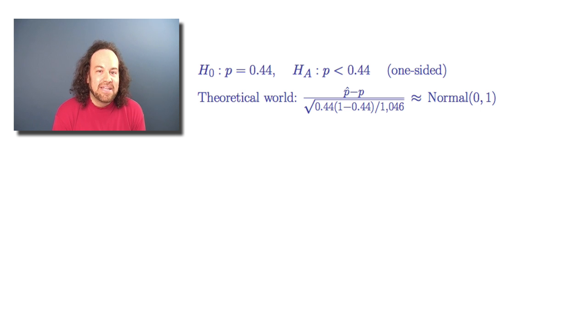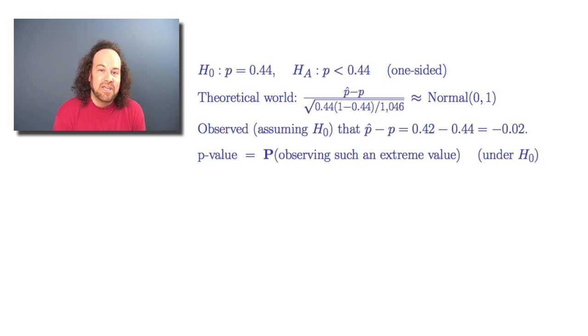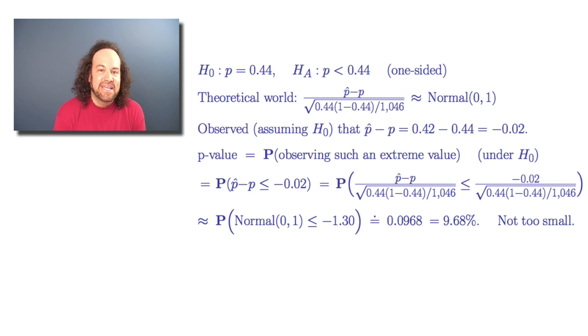Again, this is a one-sided test, and again, we start by saying under the theoretical world, if we take p hat minus p and divide by the square root of the appropriate quantity, then we get something which has approximately a standard normal distribution. But in this case, we observed p hat minus p under the null hypothesis to be minus 0.02. So that means that the p-value is the probability of observing such an extreme or more extreme value under the null hypothesis, which in this case works out to the probability, once we readjust things, that a standard normal distribution is less than or equal to minus 1.30.